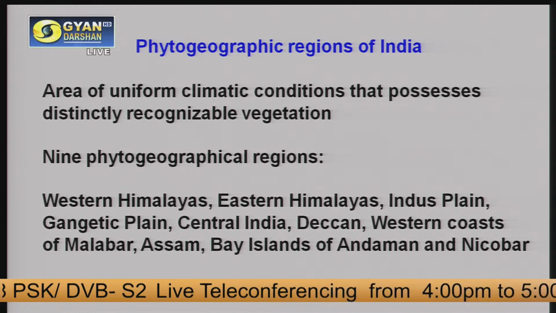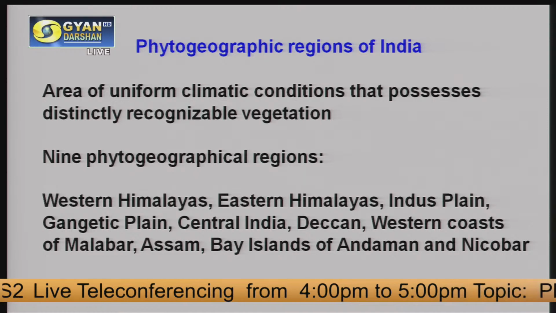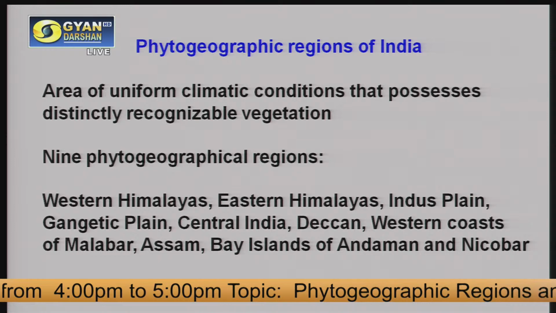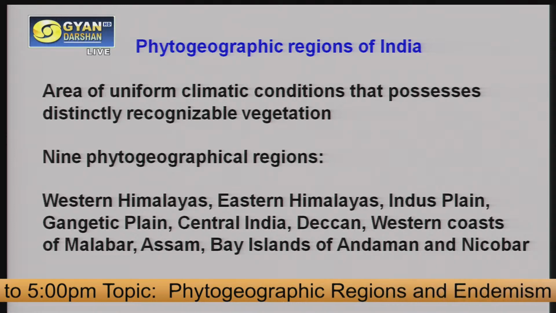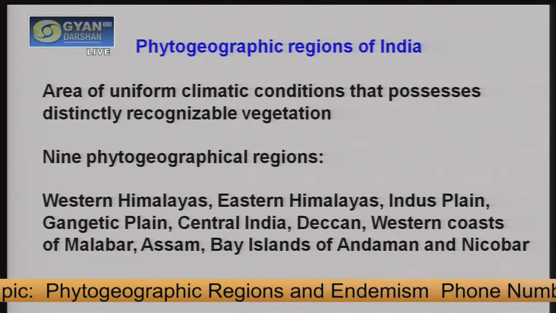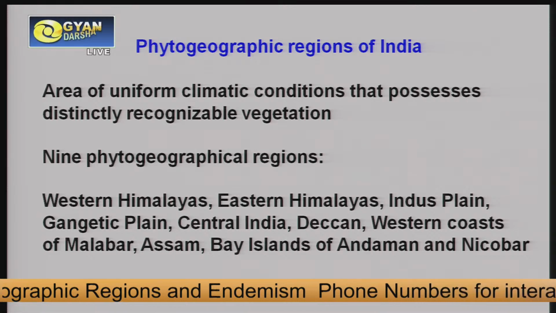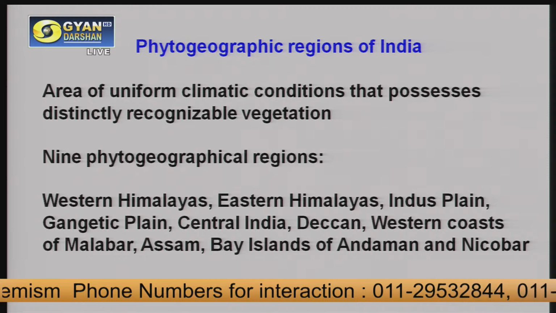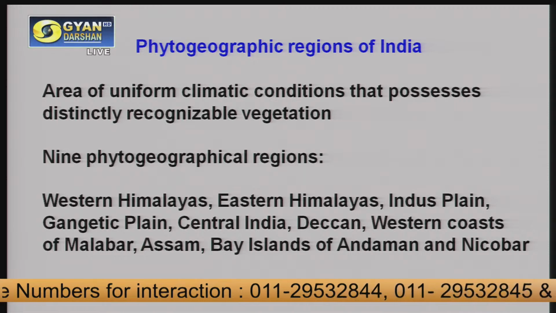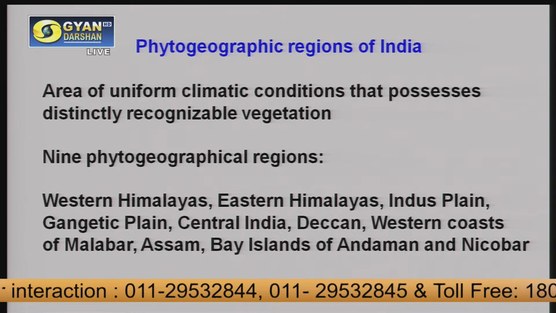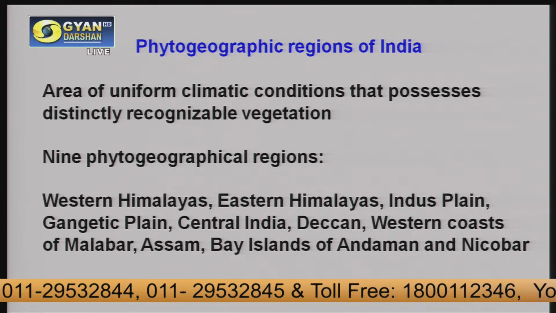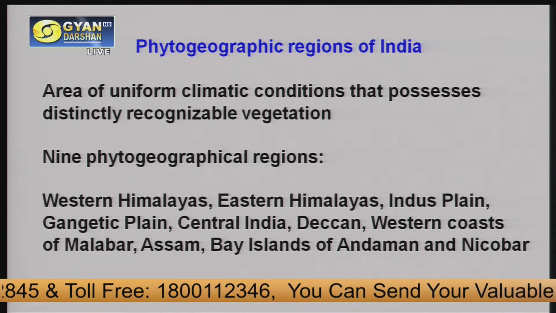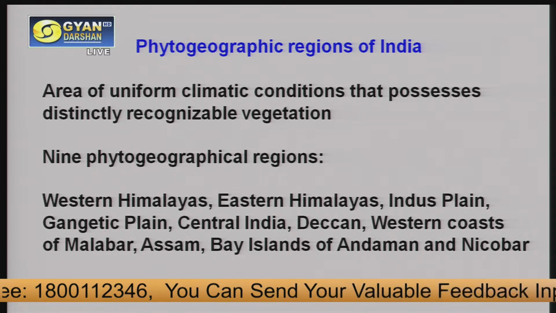Now, which are these regions? Western Himalayas, Eastern Himalayas, Indus Plain, Gangetic Plain, Central India, Deccan, Western coasts of Malabar, Assam, and the Bay Islands of Andaman and Nicobar. So each of these phytogeographic regions has its own characteristic flora, and these regions can be further subdivided into certain sub-regions, which we will come to one after the other.